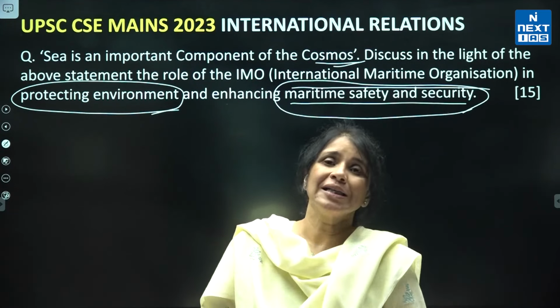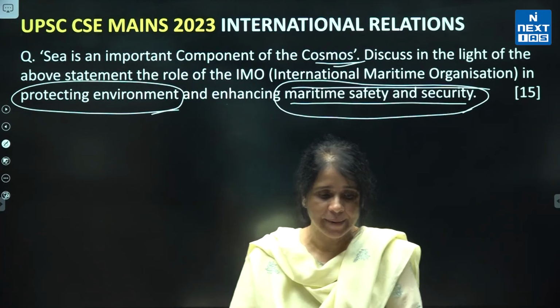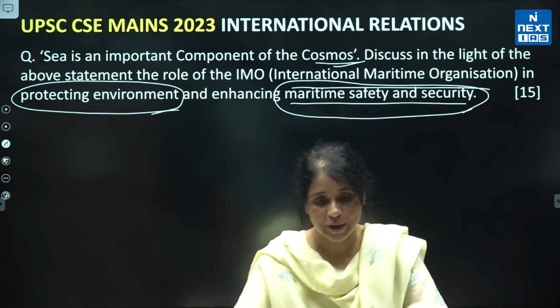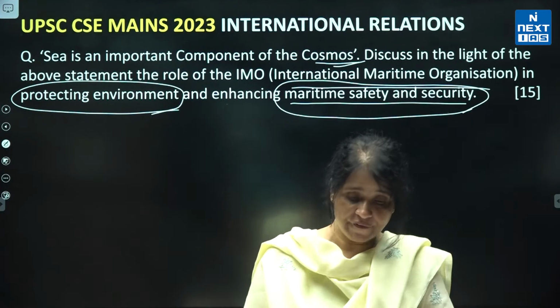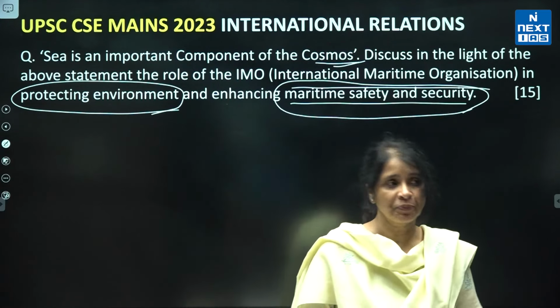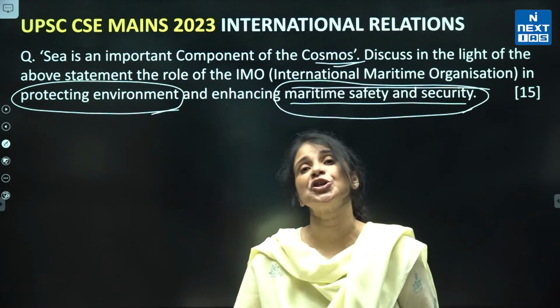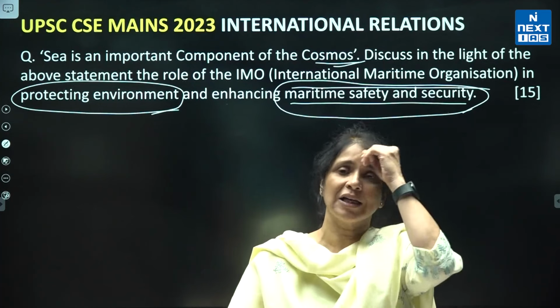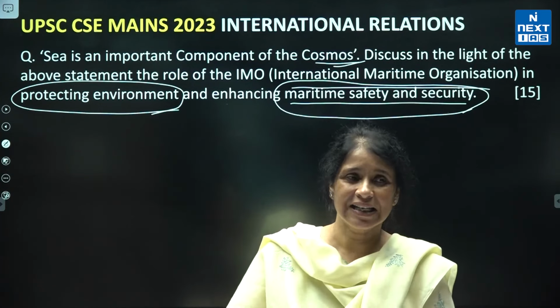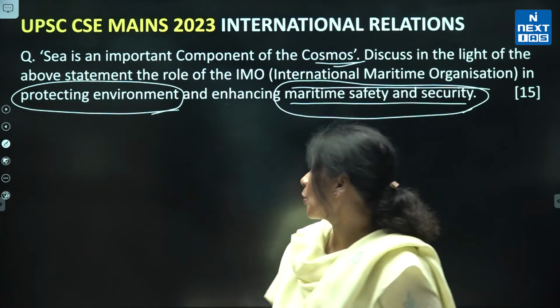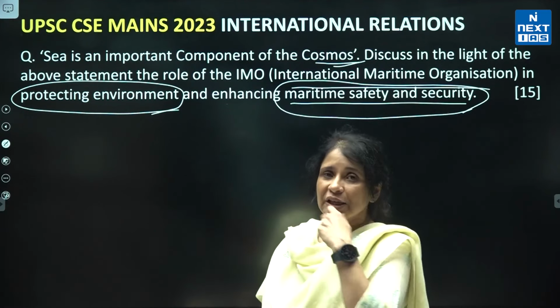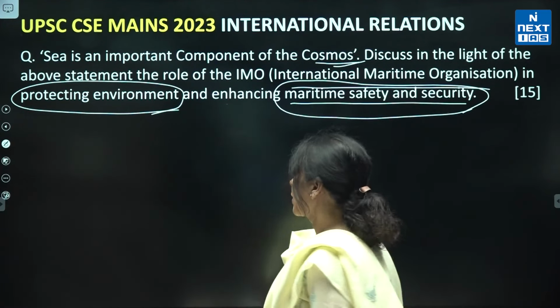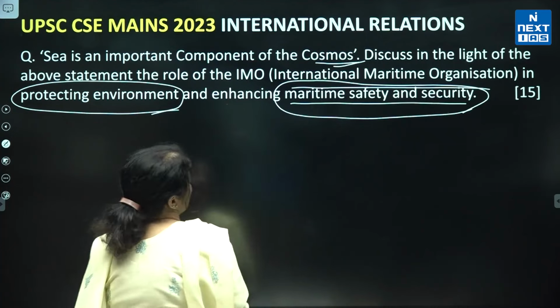In all these aspects, it is also working on maritime education, training and traffic management, so that there is a green shipping industry, because more than 80% of global trade happens through oceans. So we can write on the different initiatives or areas it has been working on to protect the environment.